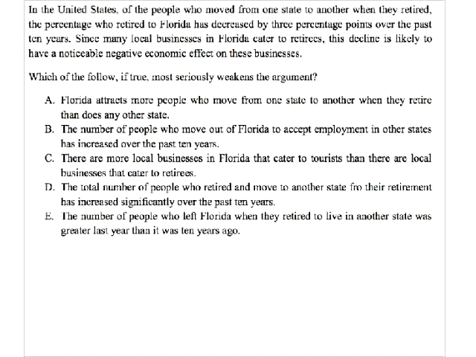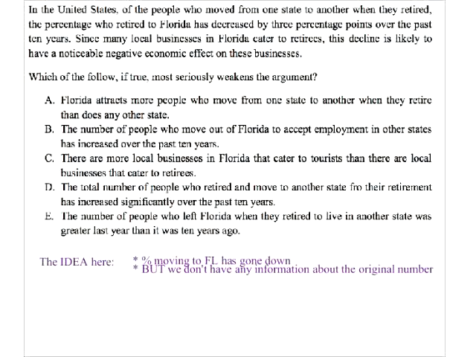So the idea here is that the percent moving to Florida has gone down, but we don't have any information about the original number. Text box people, please don't send messages twice. Thank you very much. We will get to them. So, lower percentage could mean higher number. Good.